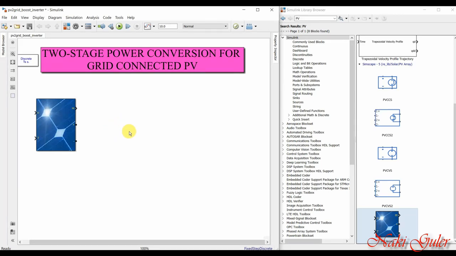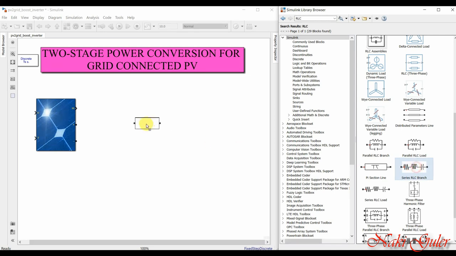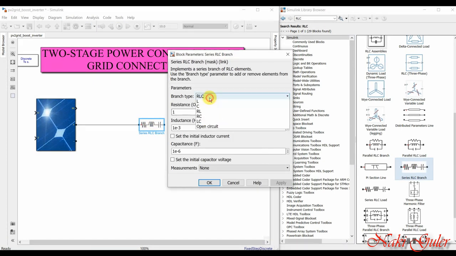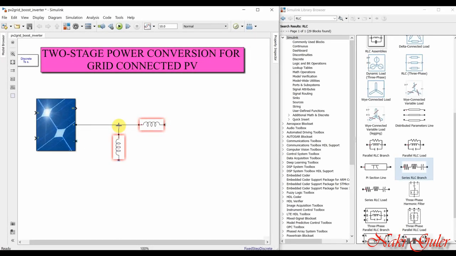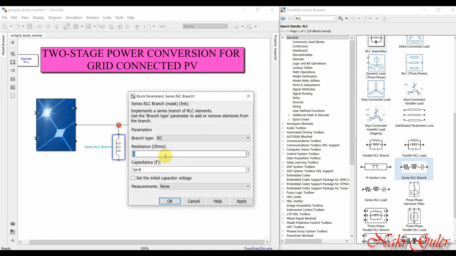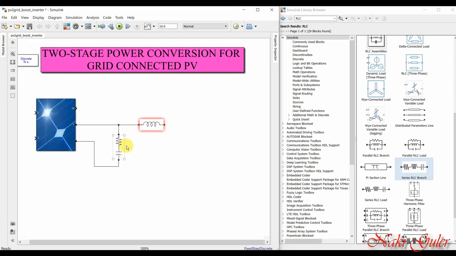Now we should put the boost converter here, and first an RLC. Input inductance of the boost converter, L boost. I used a variable here, and I will show the calculation of converter and inverter parameters. Now L boost, then I want to use a capacitor here, R 1E-4 and 100E-6, so 100 microfarad. Then we can connect the photovoltaic module, photovoltaic group, to here.